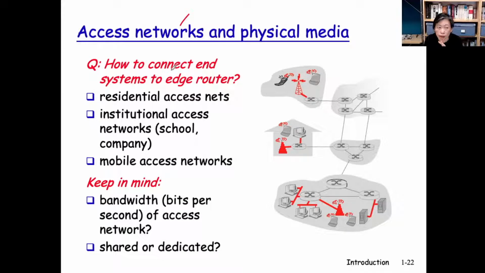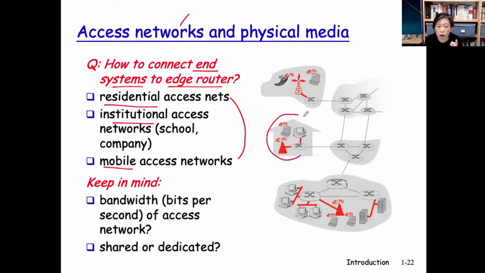We know by now access nets are there to connect the end systems to the edge routers. What we haven't talked about is that there are several of these access net technologies. In fact, in the next few slides, Polly is going to talk about 5 of these. And depending on where they are used more often, they are classified into these 3 categories: residential, institutional, and mobile.